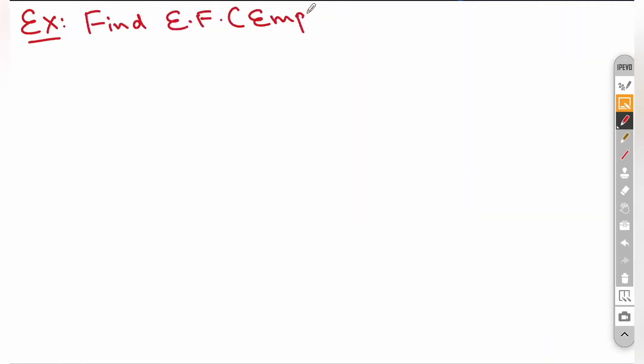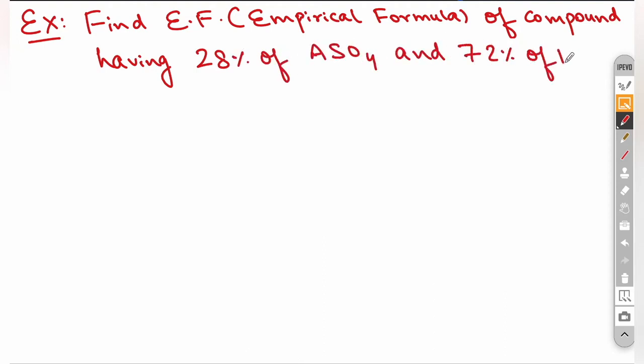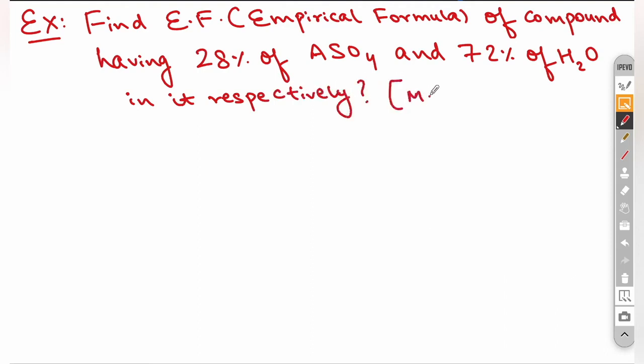This one will be a little tougher. Find the empirical formula of a compound having 28% of ASO4 and 72% of water in it respectively. This question is an interesting one. Pause the video and solve it. Here molar mass of A is 16. Hope you have solved.